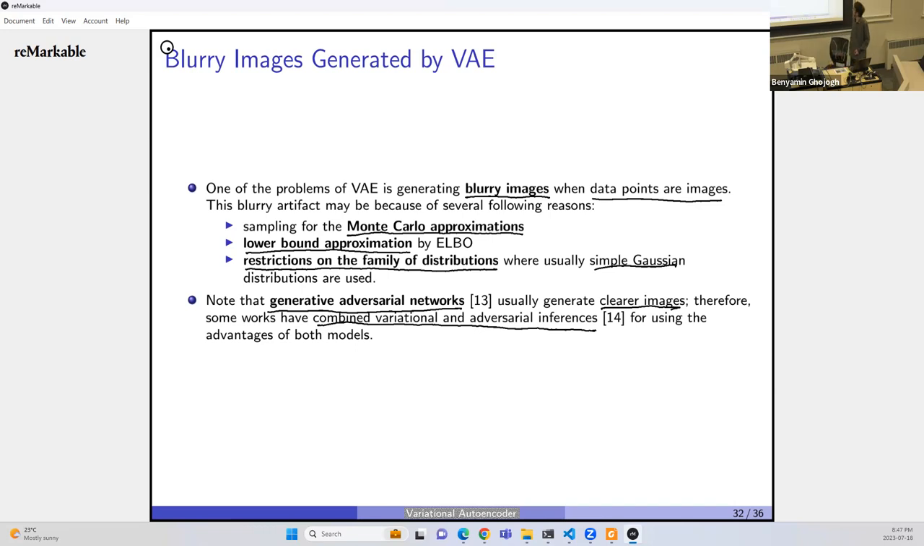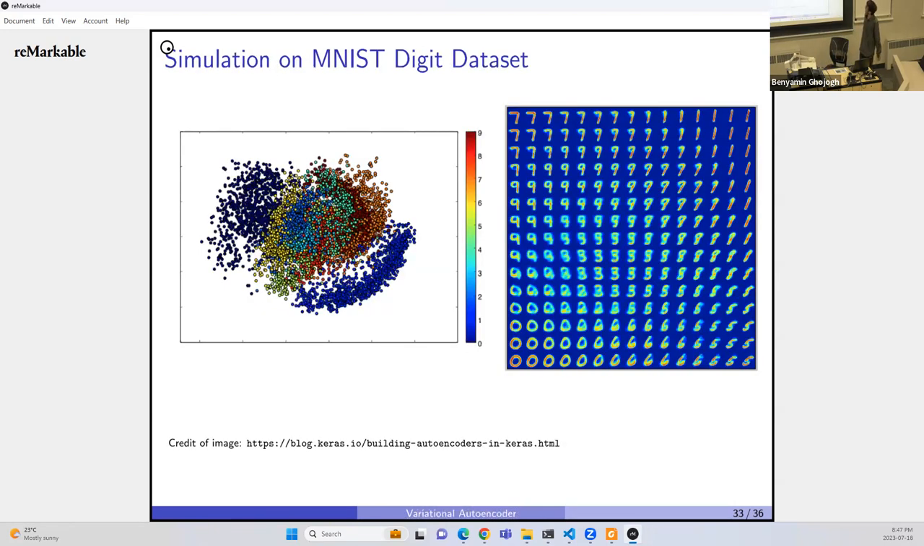This is an example of variational autoencoder. This is how it looks. You can see they have implemented that using Keras. Keras is just a library for neural networks based on TensorFlow. I think they have trained on the MNIST dataset. MNIST is a handwritten digit dataset, 0 to 9.